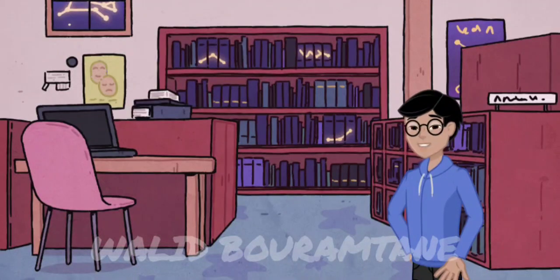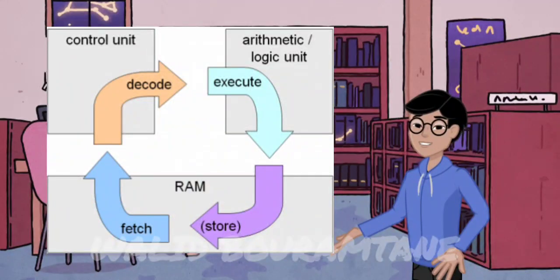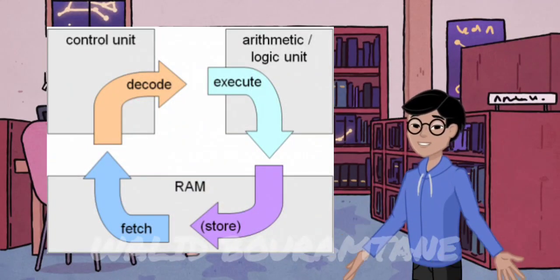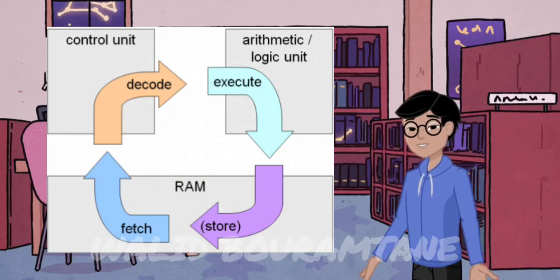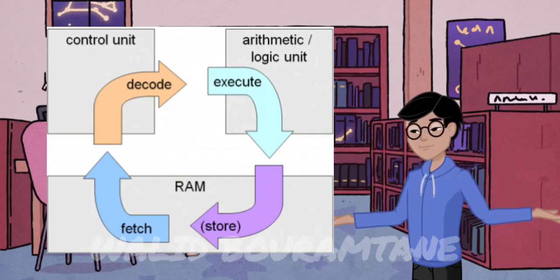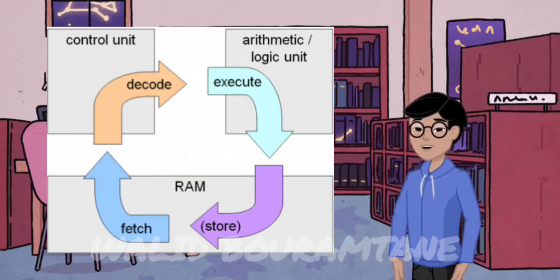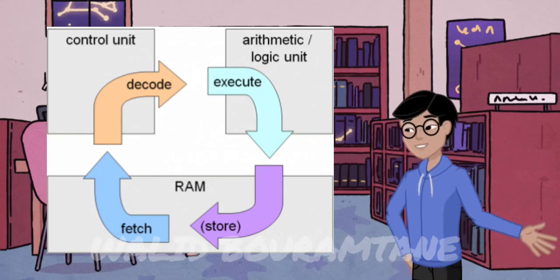At its core, the CPU performs a sequence of operations known as the fetch-decode-execute cycle. Here's a breakdown of each step. 1. Fetch. The CPU retrieves an instruction from the computer's memory, RAM. This instruction is then stored in a small, high-speed storage location within the CPU called the instruction register. 2. Decode. Once the instruction is fetched, the CPU decodes it to determine what action is required.